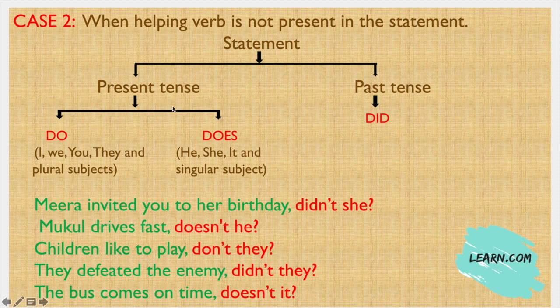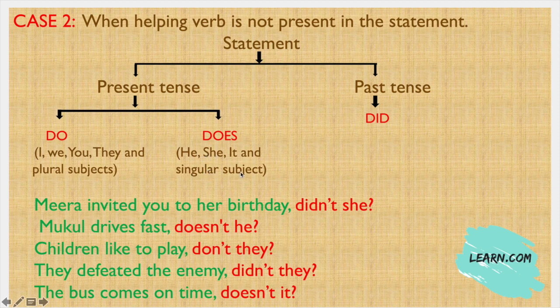But if the sentence or the statement is in present tense, you have to use the helping verb do or does. So in present tense, we have two helping verbs, do or does. Now don't get confused about which helping verb you are supposed to use in present tense. You can clear this confusion by the subject or the pronoun used in the sentence. So always remember, do is always used with I, we, you, they and plural subjects, whereas does is used with he, she, it and singular subjects.